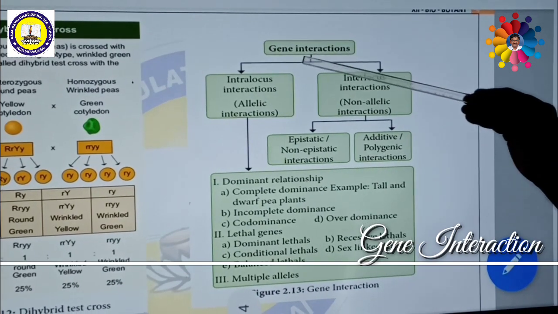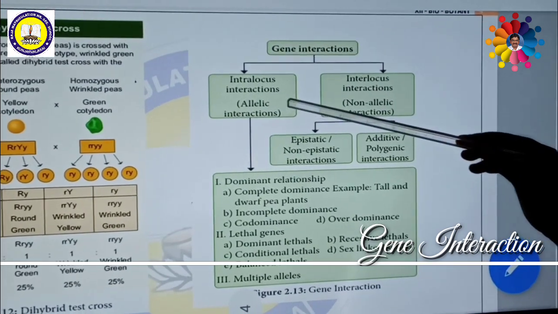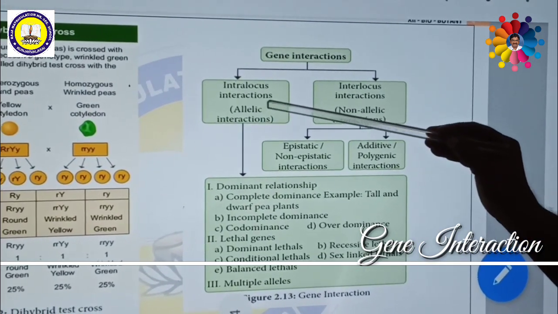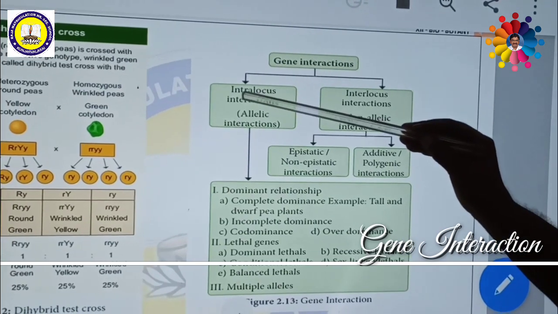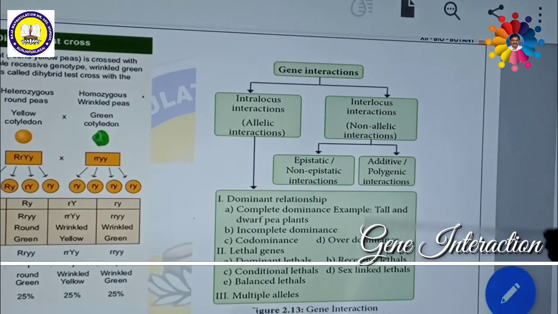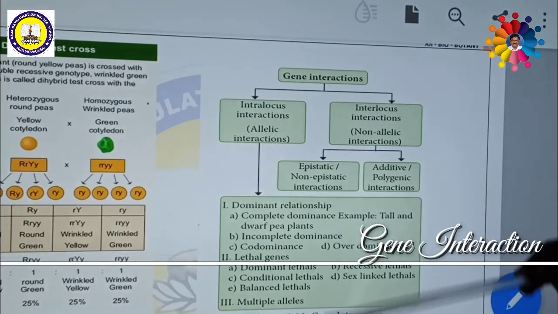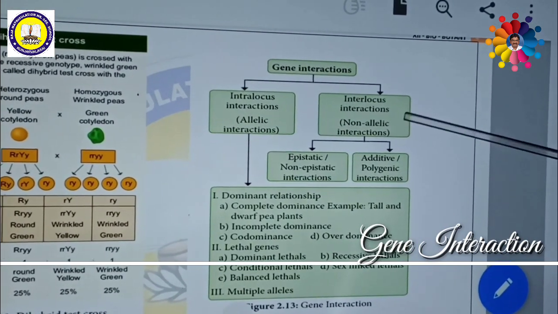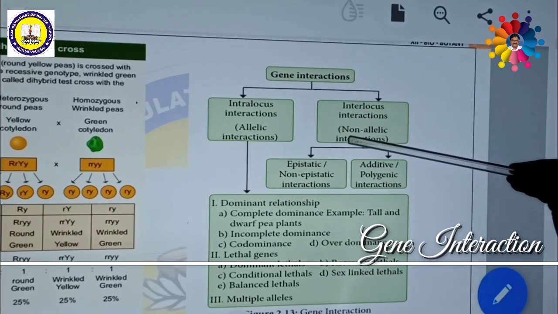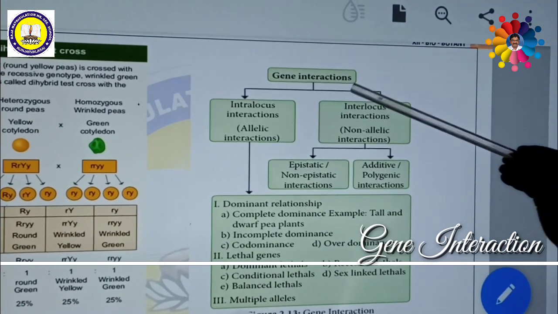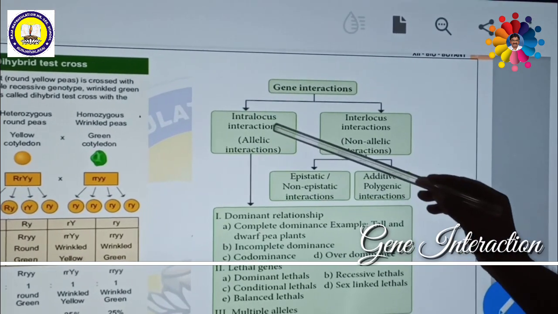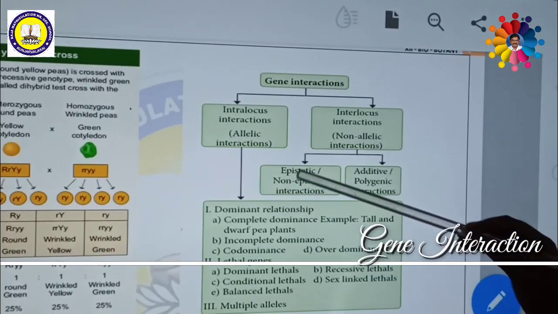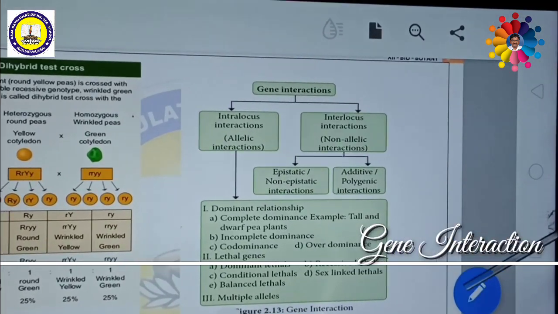Gene interaction is further divided into two different types. One is intragenic interaction or intralocus interaction, also called allelic interaction. Another type is interlocus interaction or intergenic interaction, also called non-allelic interaction. First of all, what is intralocus interaction? I shall explain superficially; the details we shall discuss later on.